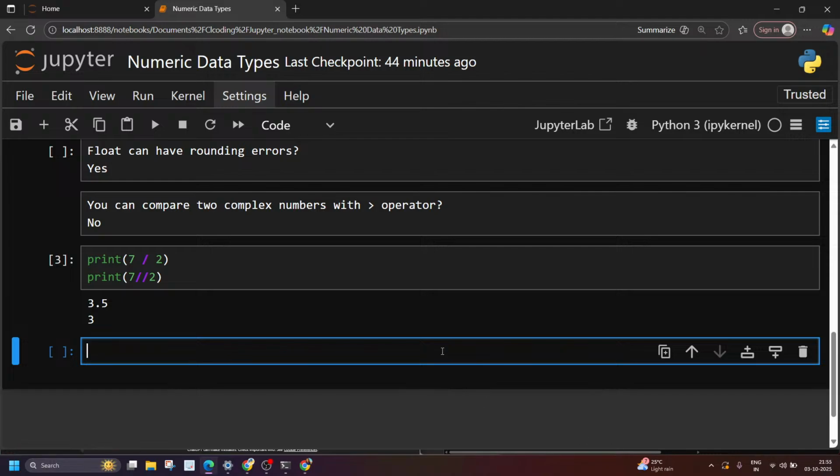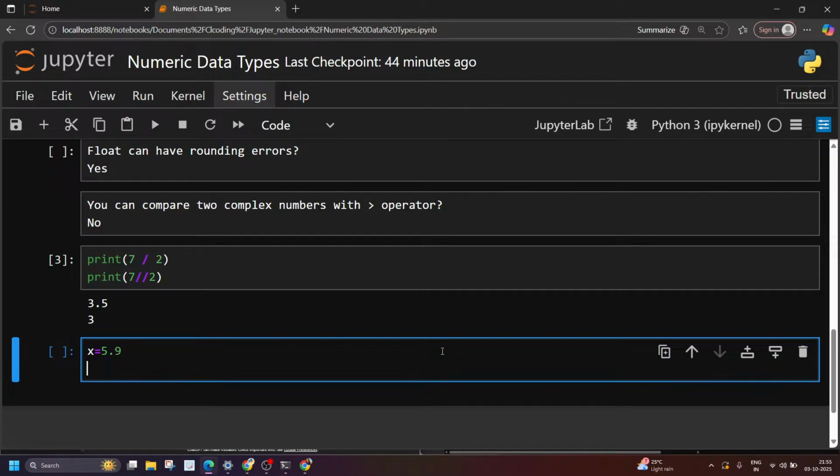Okay, so now we'll see a simple example to convert float to int. Here we are taking a float value and then we'll convert this to integer. So we are converting this float value to integer. I want you all to answer what would be its output. You all can answer in the chat.